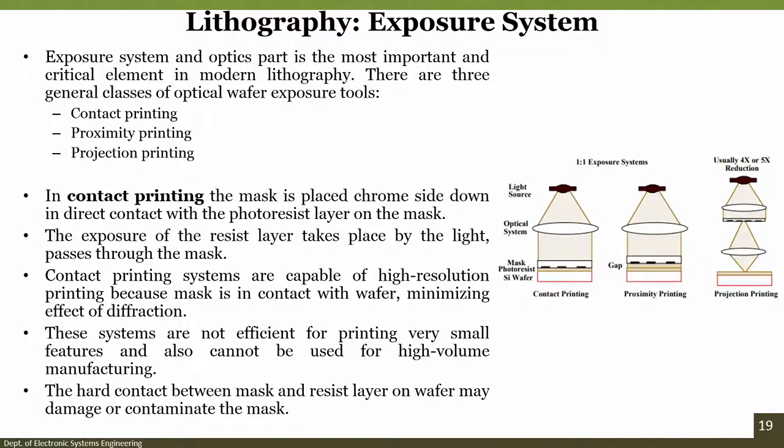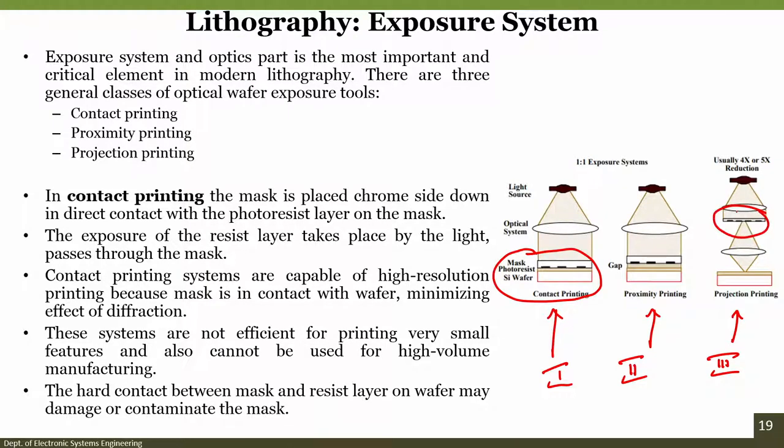Now, there are three different kinds of exposure system. The first one is contact printing. Second one is proximity printing, and third one is projection printing. Okay. In contact printing, the mask is in contact with the photoresist, there is a hard contact. In proximity printing, the mask is in proximity with respect to the wafer, it is not touching the wafer, there is a bit of gap between the mask and the wafer. And finally, in projection printing, as you can see, the image is projected via a lens onto the wafer.